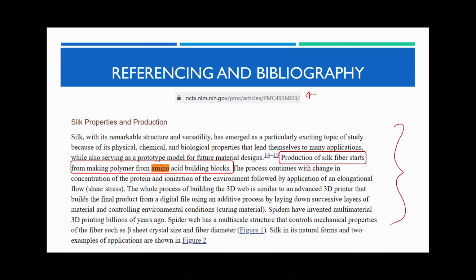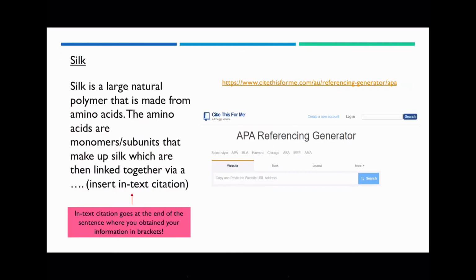So if I was to write my own report, I'd write something similar to this. I'd say silk is a large natural polymer that is made from amino acids. The amino acids are these monomers or subunits that make up silk, which are then linked together via a something reaction. So I still need to do more research to find out what this information is, but I've already found out that silk is made from amino acids.